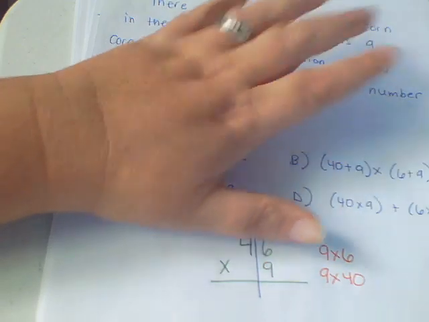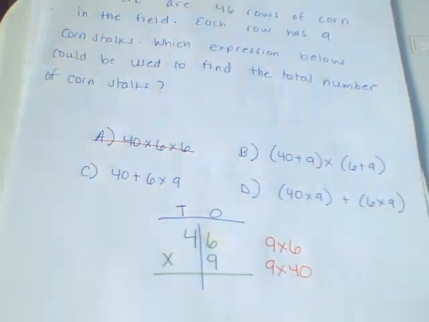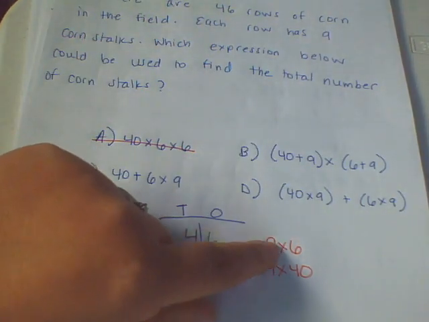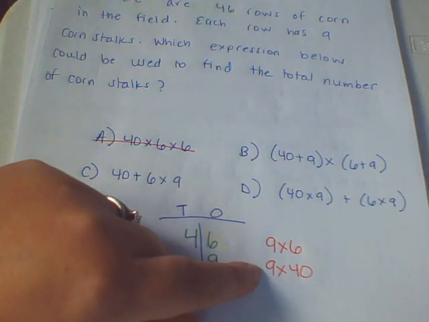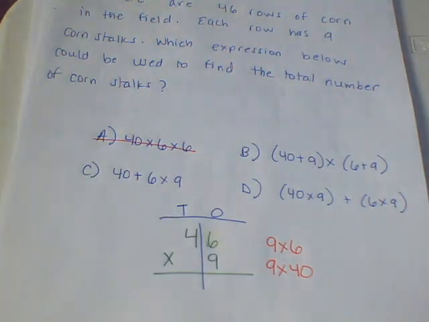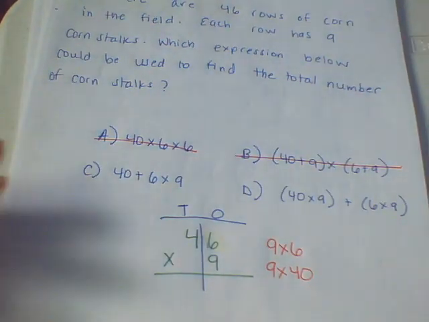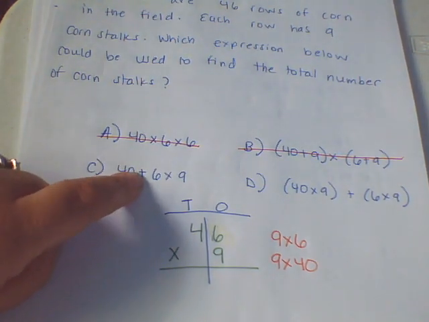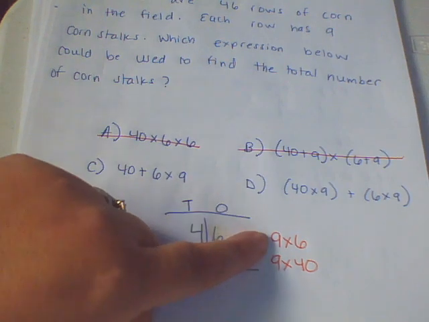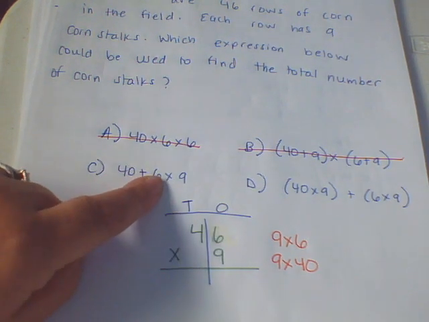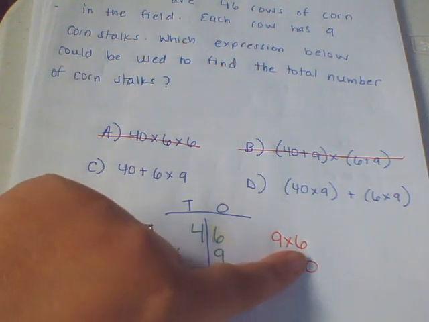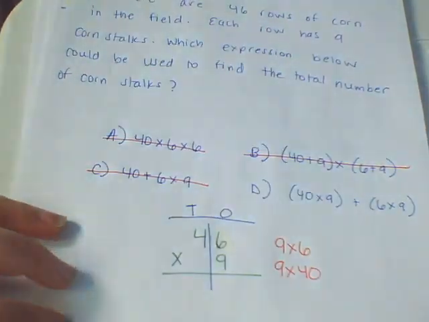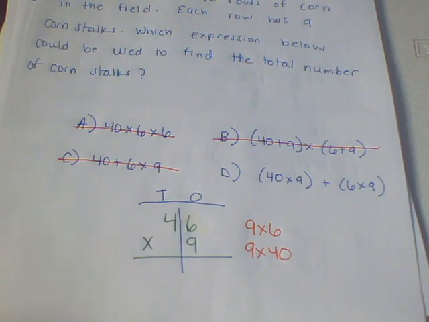40 plus 9 times 6 plus 9. Am I adding 9 and 6 and 9 and 40? Nope, I'm not adding them, so that doesn't make sense. 40 plus 6 times 9. Well, I am doing 6 times 9, but I'm not doing 40 plus 6. I need to find something with 9 times 40. So that doesn't work.